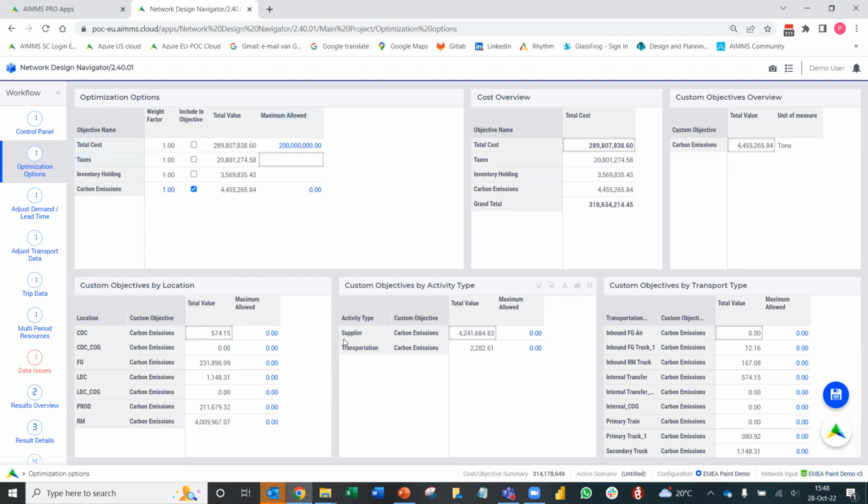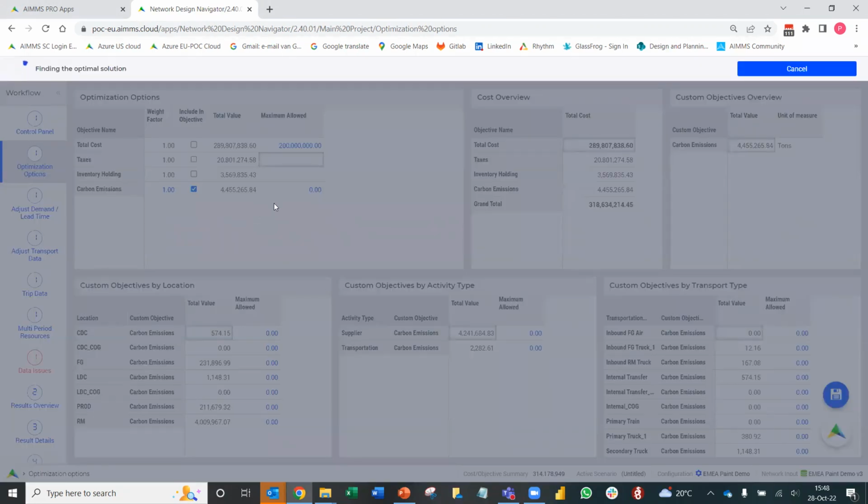And what it's asking for now is a minimum carbon network, but subject to a constraint of not letting the cost increase from the original 191 million to more than 200 million. So let's give that a couple of seconds to solve.